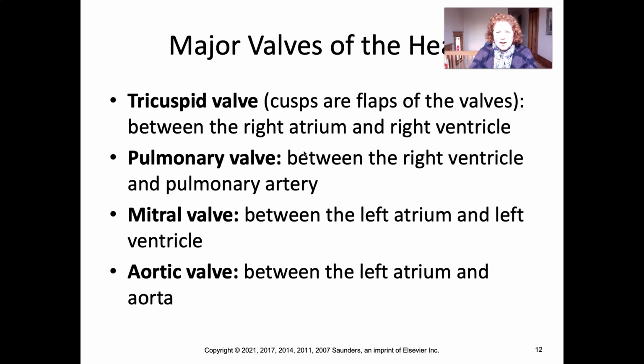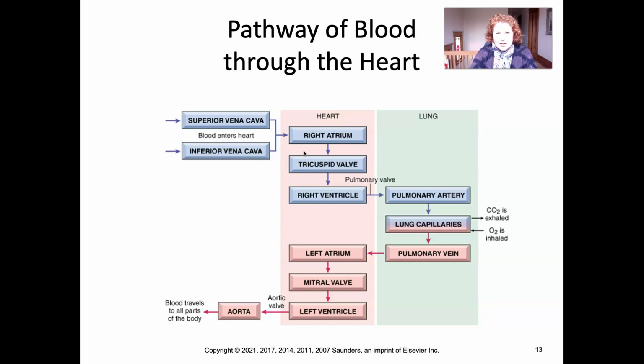The tricuspid valve is between the right atrium and the right ventricle. And the reason why it has the word cusp in it is that those are the flaps of the valve that open and close. Pulmonary valve is between the right ventricle and the pulmonary artery. The mitral valve is between the left atrium and left ventricle. And then the aortic valve is between the left ventricle and aorta. And hopefully, yes, we have a visual to help us with this.